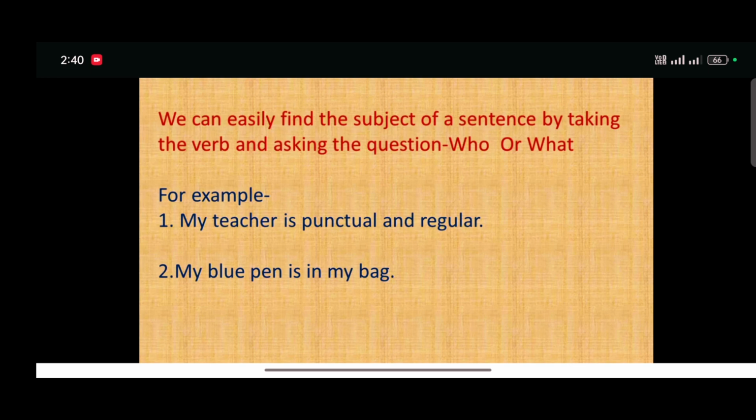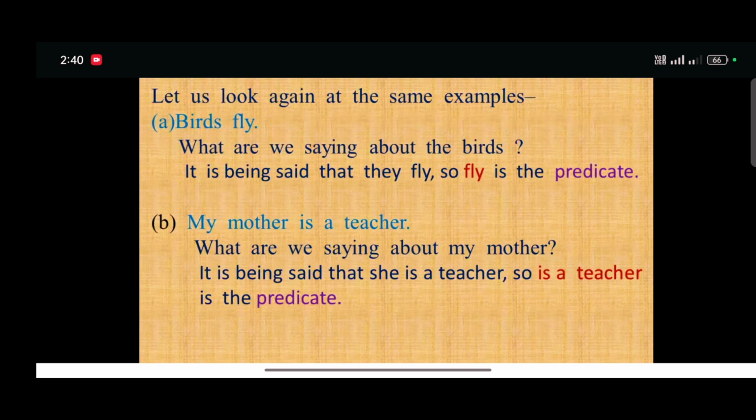Now look at the other example. My blue pen is in my bag. What is the verb in this sentence? Is. So we ask the question, what is in my bag? The answer is my blue pen. My blue pen is in the bag. So my blue pen is the subject here. Isn't it very simple to find subject in any sentence? Of course it is. Let us take the same examples again.